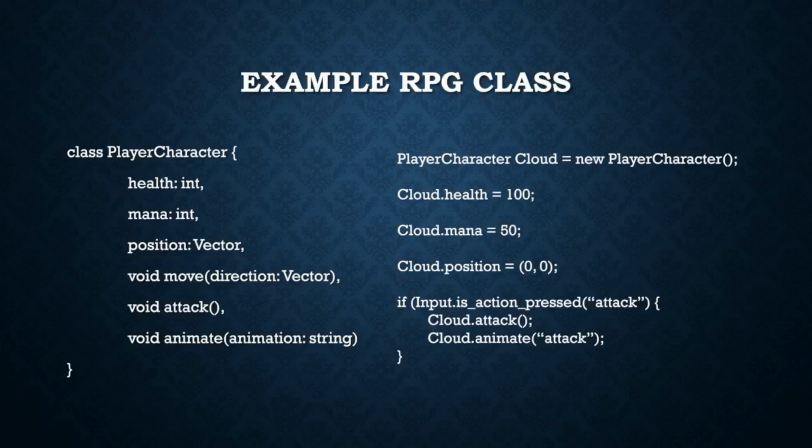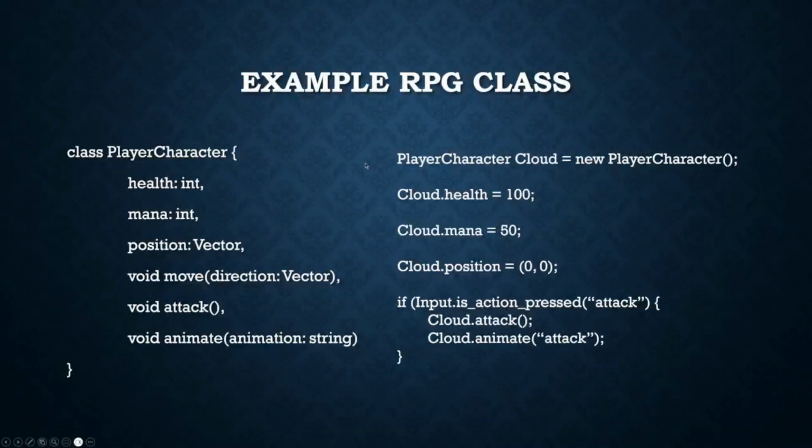So if we think about an example RPG class like Cloud, we might have a class for player character, and it would have a health int and a mana int. It's going to have a position on the screen, and we can say that's a vector, where a vector is like a 2D vector or 3D vector. Then we're also going to have some functions: move, attack, and animate.